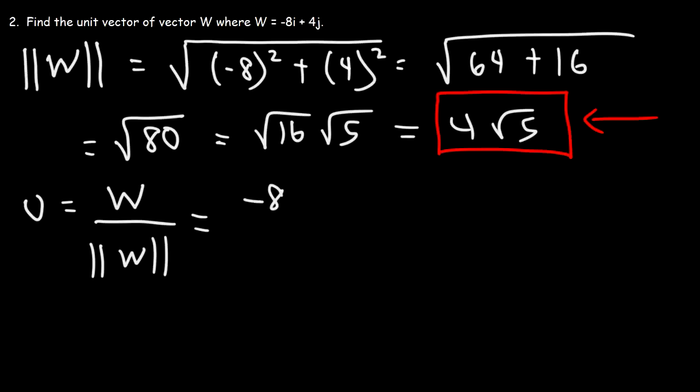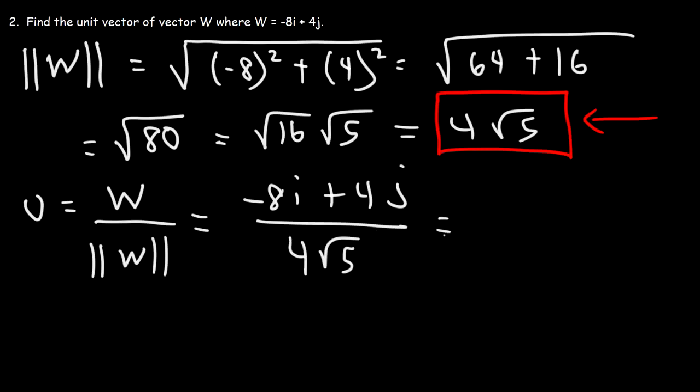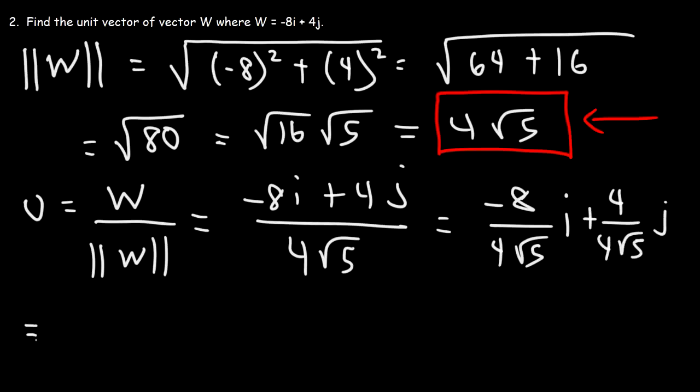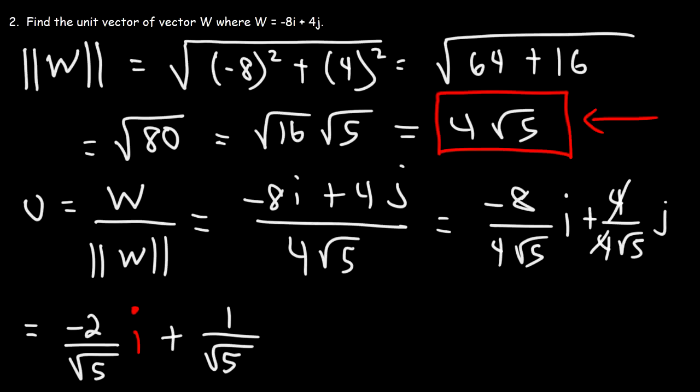So w is negative 8i plus 4j. And we're going to divide that by 4 square root 5. So now let's separate this into two fractions. So let's divide negative 8 by 4 square root 5. And then we're going to divide 4 by 4 square root 5. Negative 8 divided by 4 is negative 2. So we have negative 2 over square root 5 times the unit vector i. And then here the 4's cancel. 4 divided by 4 is 1. So we get 1 over square root 5 times j.